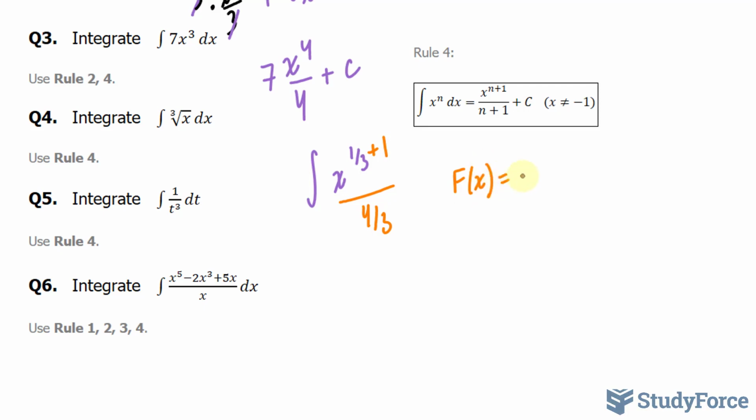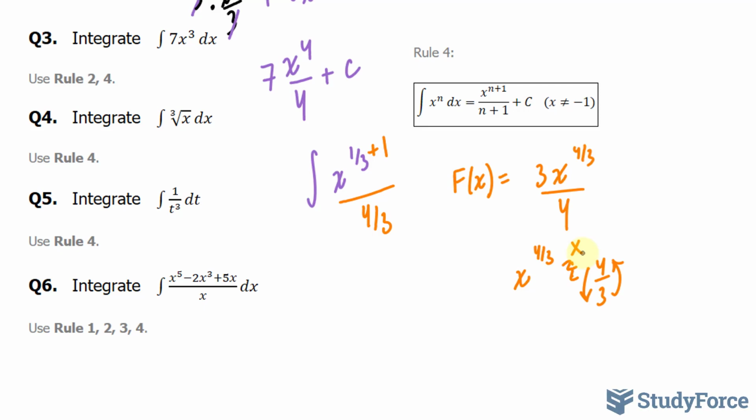big F at x is equal to 3x to the power of 4 over 3 over 4. You're probably wondering how 4 over 3 became 3 over 4. It's a simple quotient divided by a quotient problem. We have x to the power of 4 over 3 divided by 4 over 3. You flip this fraction and you switch this to multiply, where you end up with 3 times x to the power of 4 over 3 over 4.